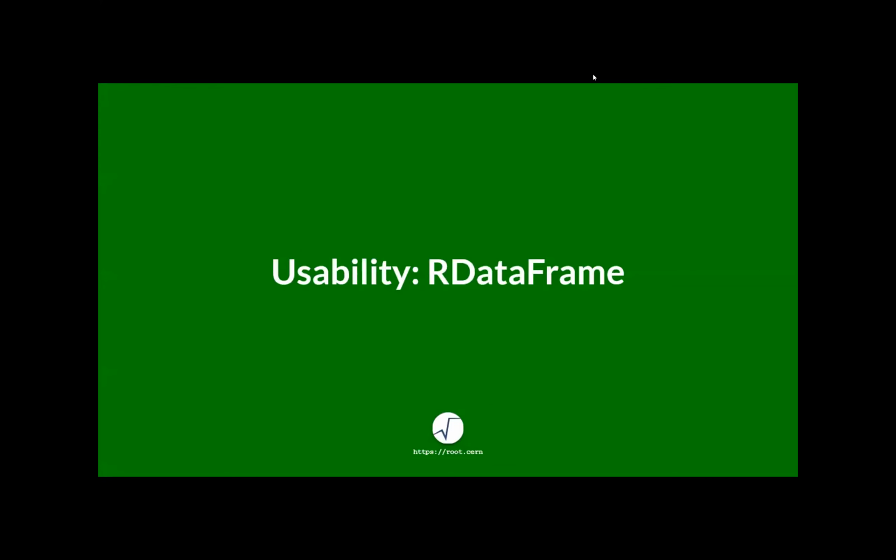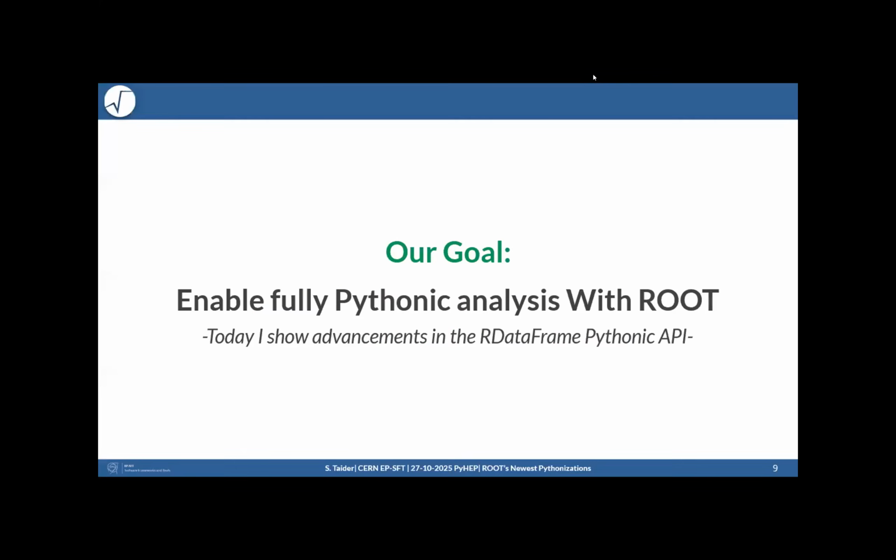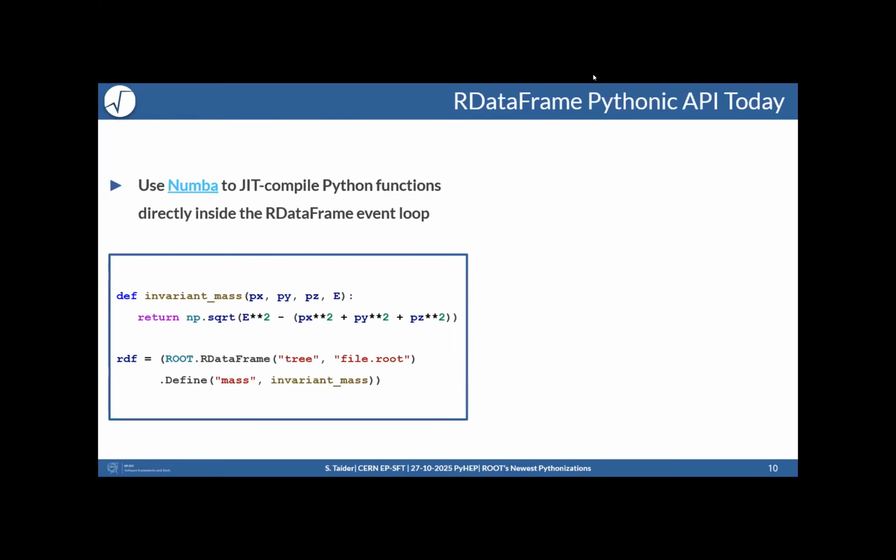Moving on to the second aspect, which is usability. On this side, our goal is pretty simple: to enable fully Pythonic analysis with ROOT. And this goes through multiple components of the framework, but today I will show one of the latest advancements in the RDataFrame Pythonic API. To demonstrate this, I have this little snippet here on the right, where you can see that I'm defining a Python function inside which I perform Pythonic operations using NumPy, for example. I can then use this function directly to define an RDataFrame column.